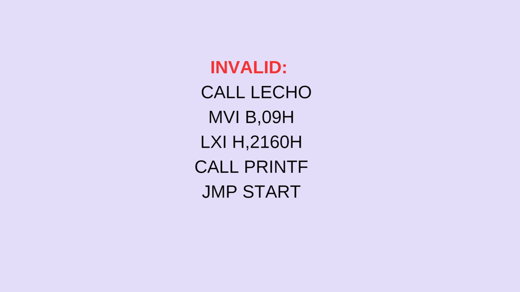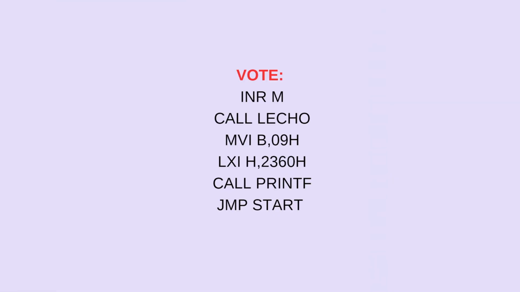In the case of invalid input, this assembly code calls the LECO subroutine, sets a value in register B, loads an address in the HL pair, calls the printf subroutine, and then jumps to the start level. This likely handles the display of an error message and returns to the main program. In this code, when the program reaches the vote level, it increments a register, calls the LECO subroutine, sets a value in register B, initializes the HL pair, calls the printf subroutine, and then jumps to the start level. This section likely manages the voting process and updates the display or output accordingly.